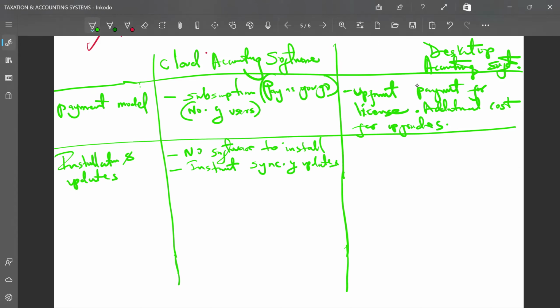Now, let's look at the desktop accounting software. What happens to it? Now, this is manual installation.